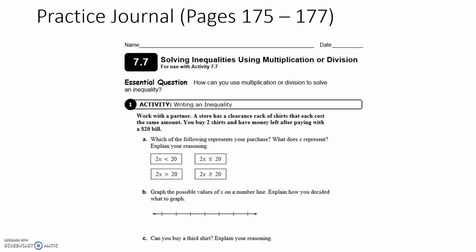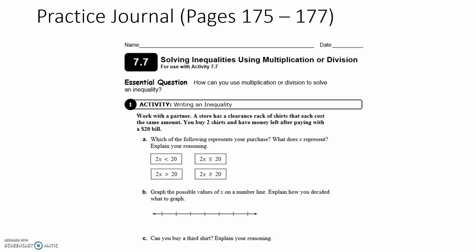All right, so we're on 7.7 in our practice journal, solving inequalities using multiplication or division. Very similar to what we did last week with addition and subtraction. Okay, so our central question: how can you use multiplication or division to solve an inequality? Activity 1: writing with an inequality.